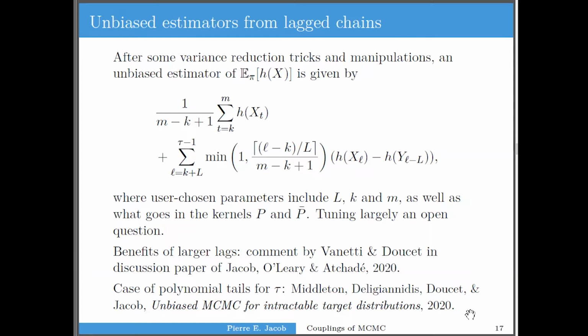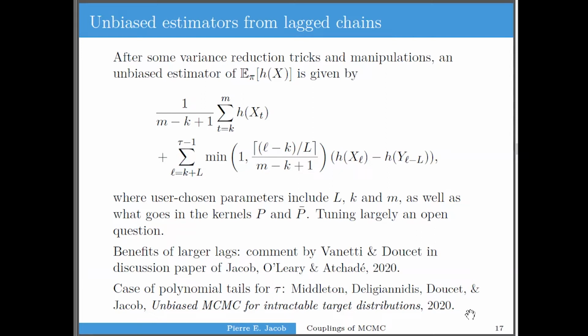And also, in fact, you have different assumptions that have been proposed for the tails of tau. So, of course, you need assumptions to justify the swap between the limit and the expectation. And that translates into assumptions on the moments of h under pi, but also on the meeting time. And so originally it was geometric tails assumptions, and then we relaxed it to polynomial tails with Lawrence Middleton, George Deligiannidis, and Arnaud Doucet in that paper. And those are available online.